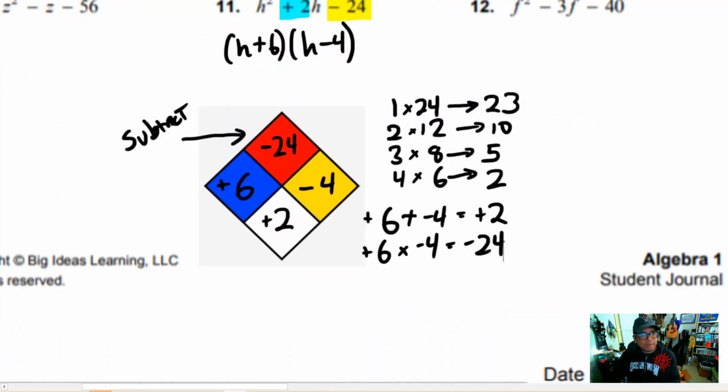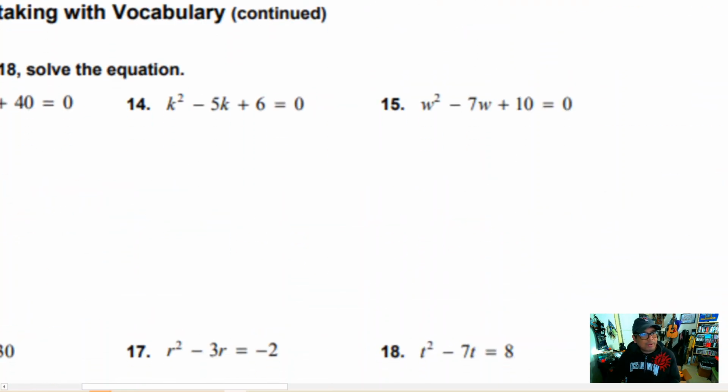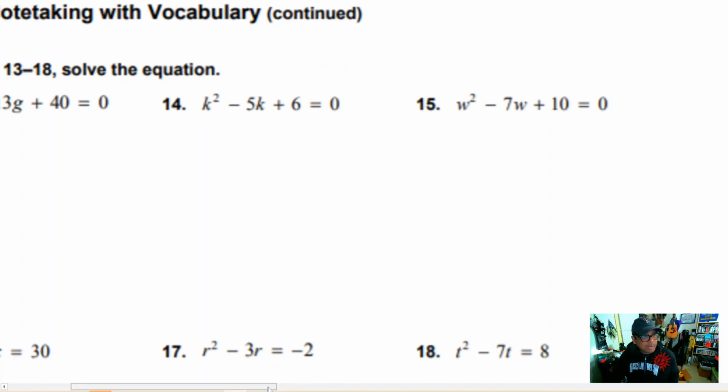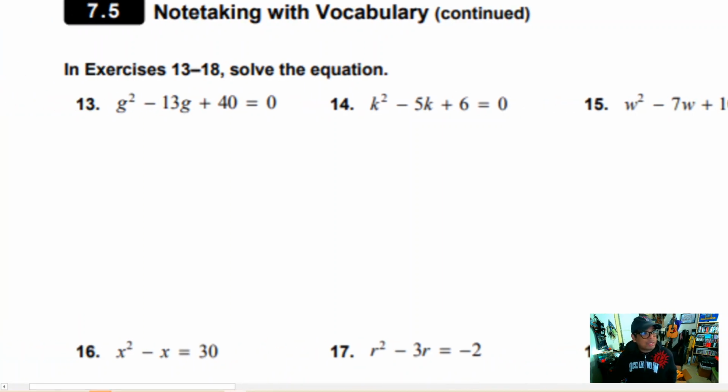So we're going to move on. Going to keep trying these out. Let's try a positive type problem. 13. Oh, look at 13. Let's try 13.